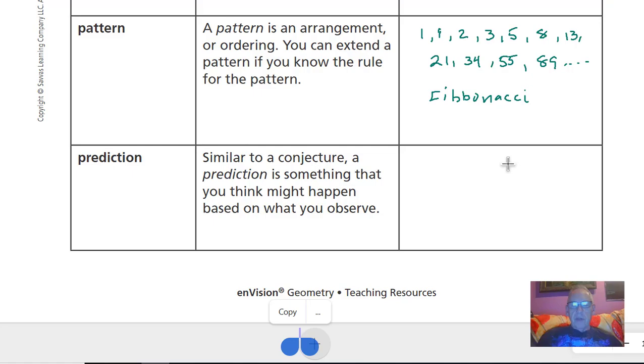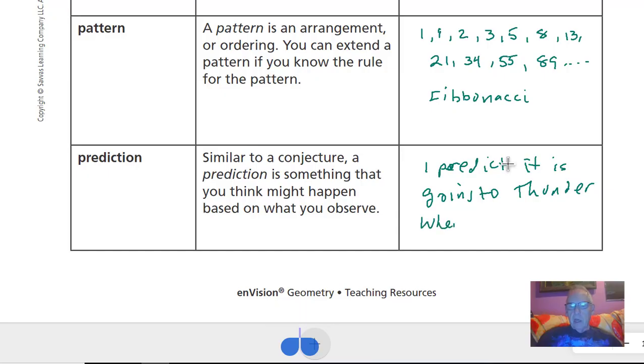A prediction is similar to a conjecture. It's something that you think might happen based on what you observe. So I predict it is going to thunder when I see lightning might be a prediction.